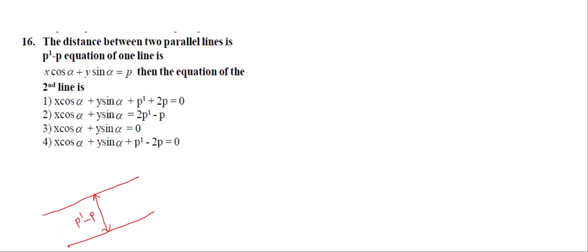This is the distance. And one of the lines given is x cos alpha plus y sin alpha minus p is equal to 0. Then assume the parallel line. How to write the parallel line? x cos alpha plus y sin alpha plus k is equal to 0. So for a parallel line, what is the difference? Just the constant.